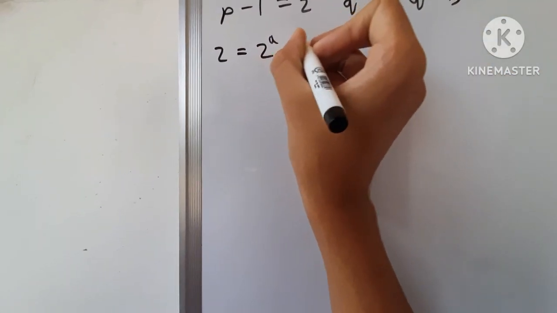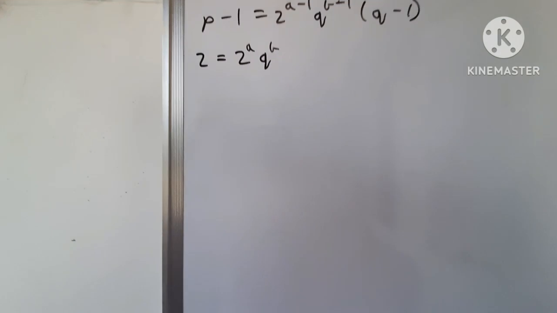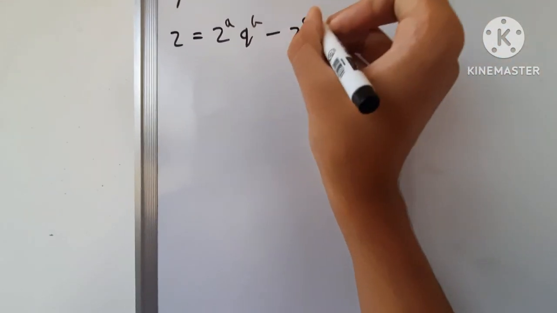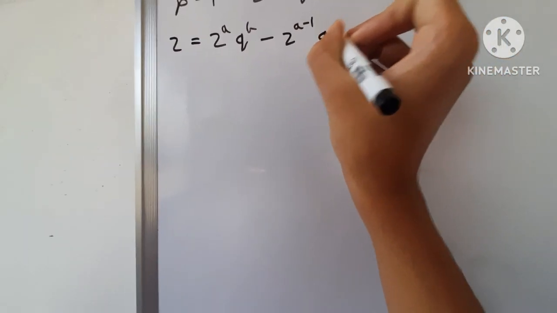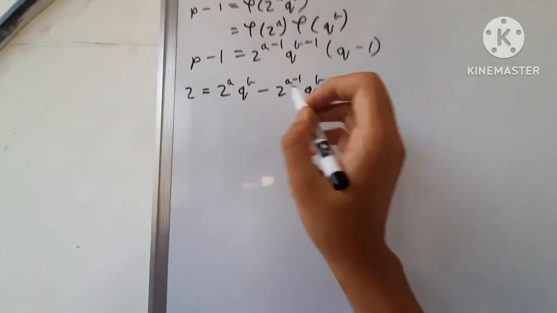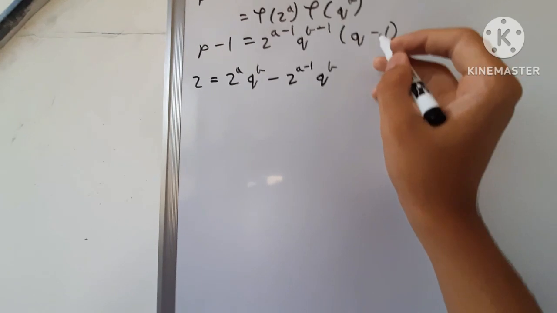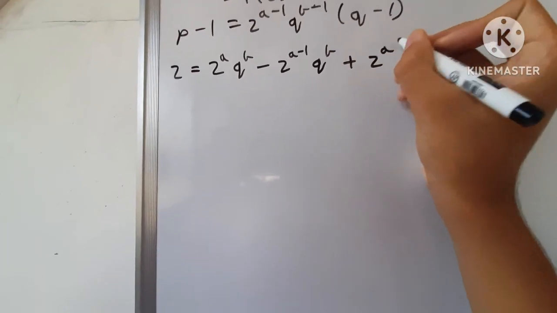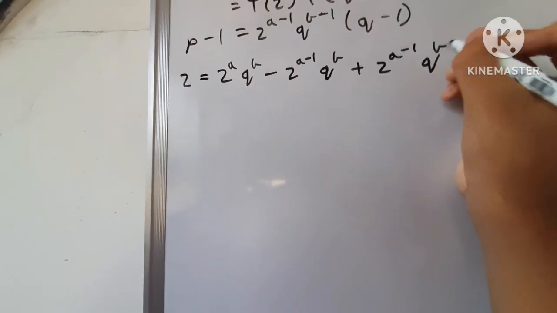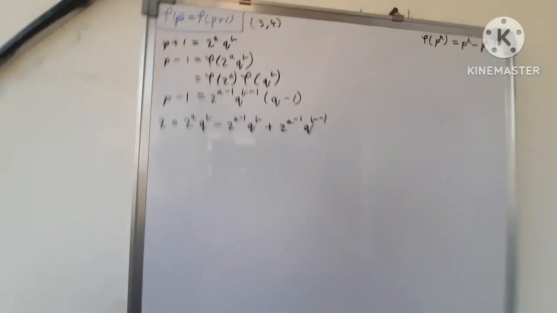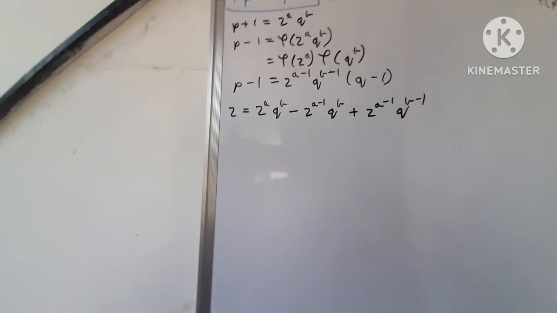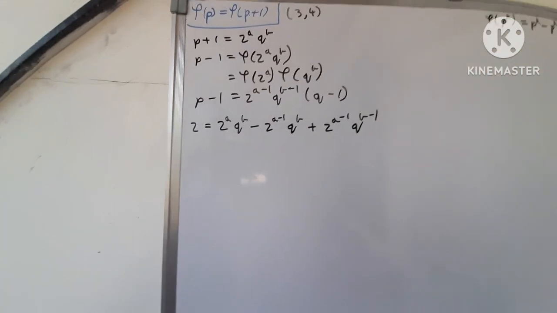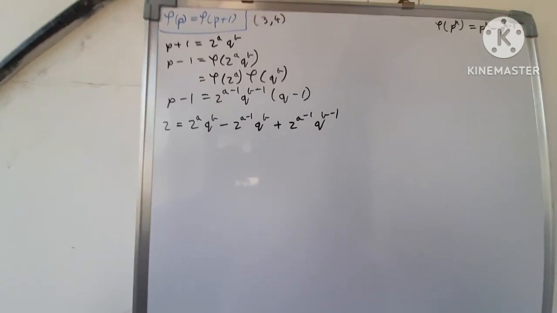So 2 to the a, q to the b. And then there's of course the subtraction of 2 to the a minus 1 q to the b, again because this multiplies. Then this is a negative sign, but it turns into a positive sign. So plus 2 to the a minus 1 q to the b minus 1. Let's just state that we don't want b to be equal to 0, because then this whole thing is pointless.